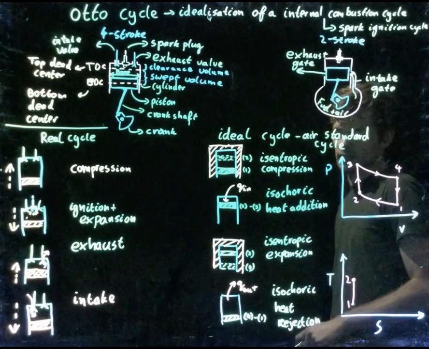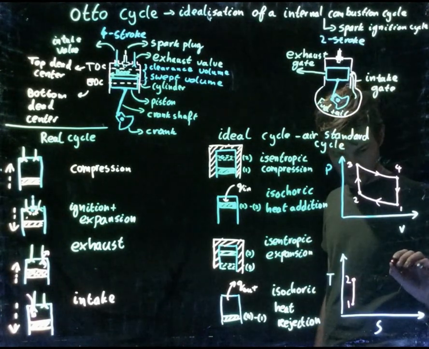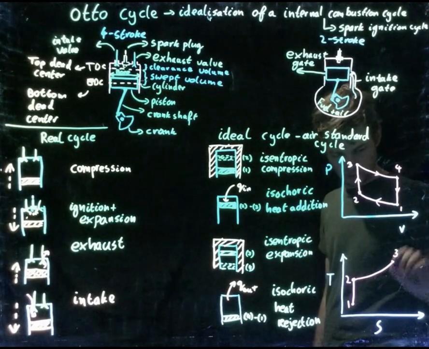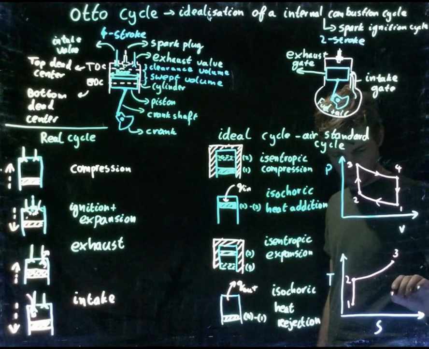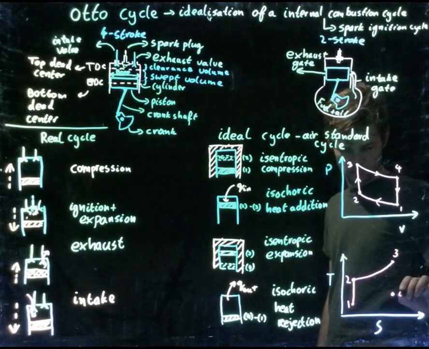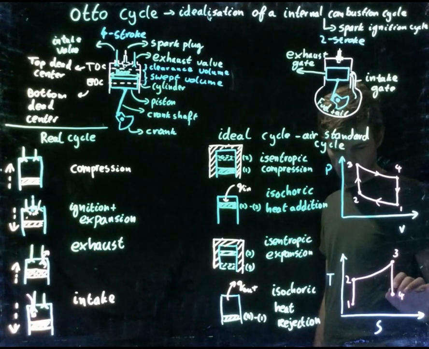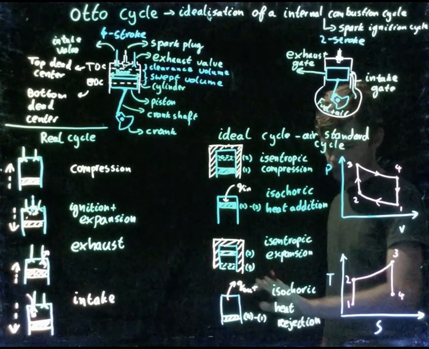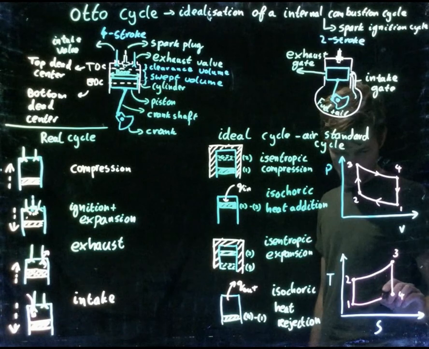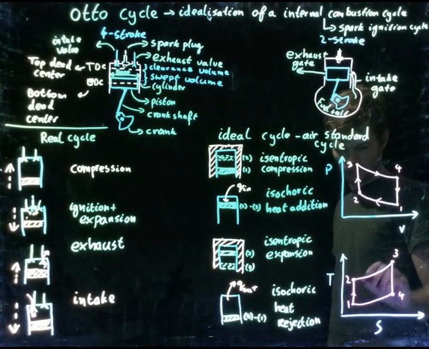From 2 to 3, it will be isochoric, and we'll add heat, so temperature will increase. So it will look like this. Point 3, and from point 3 to point 4, we have this isentropic expansion. So point 4. From point 4 to point 1, we get rid of our heat with heat rejection. It happens in an isochoric manner, so entropy will change. So it will look like this. And the direction of the cycle will be this direction.